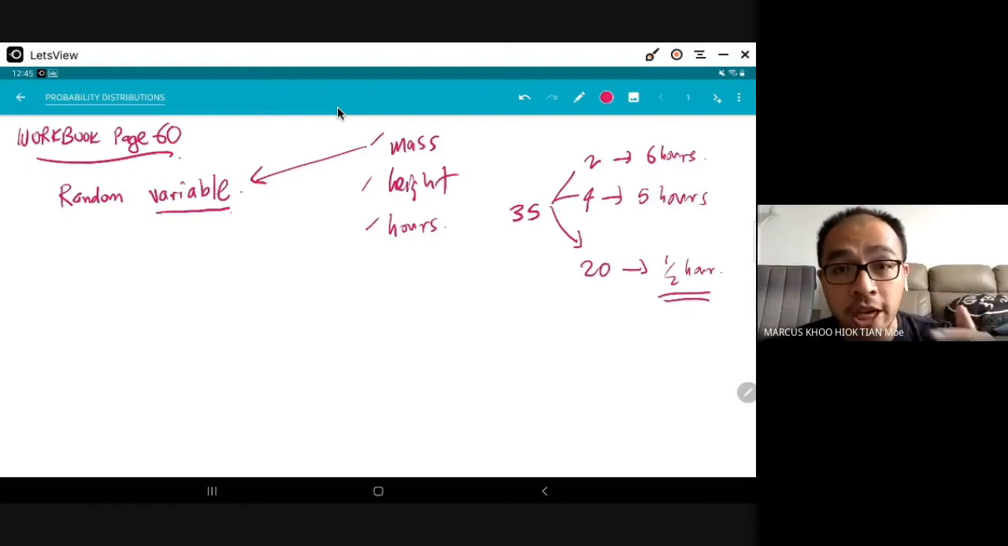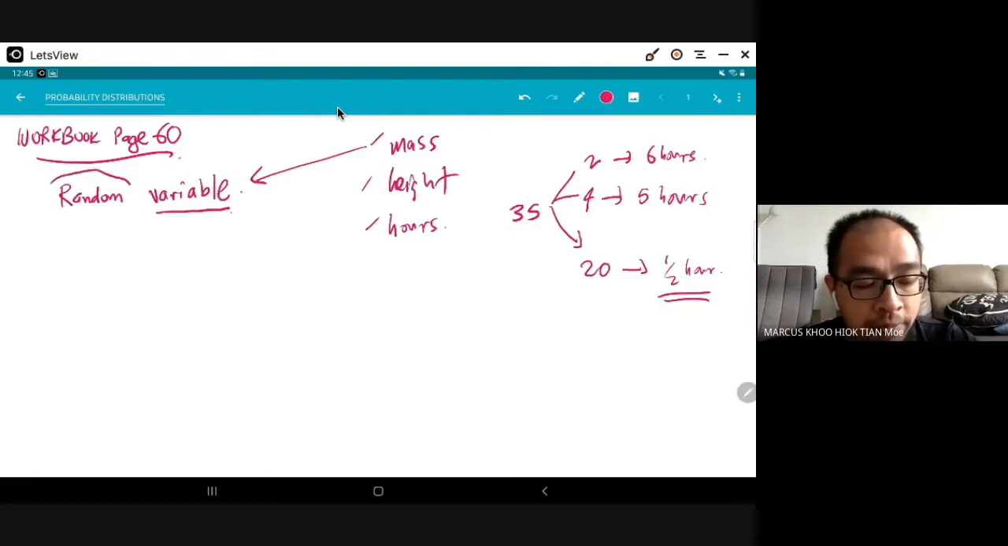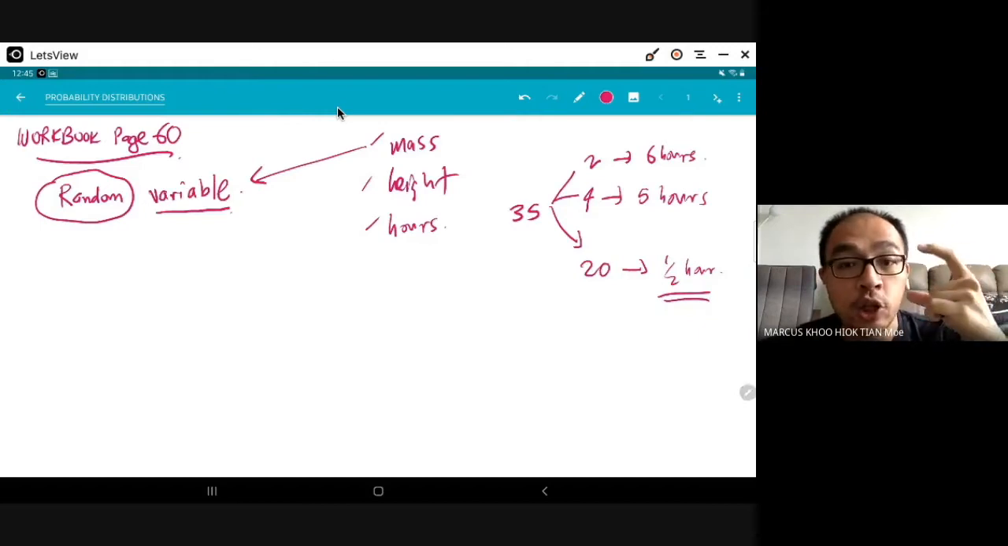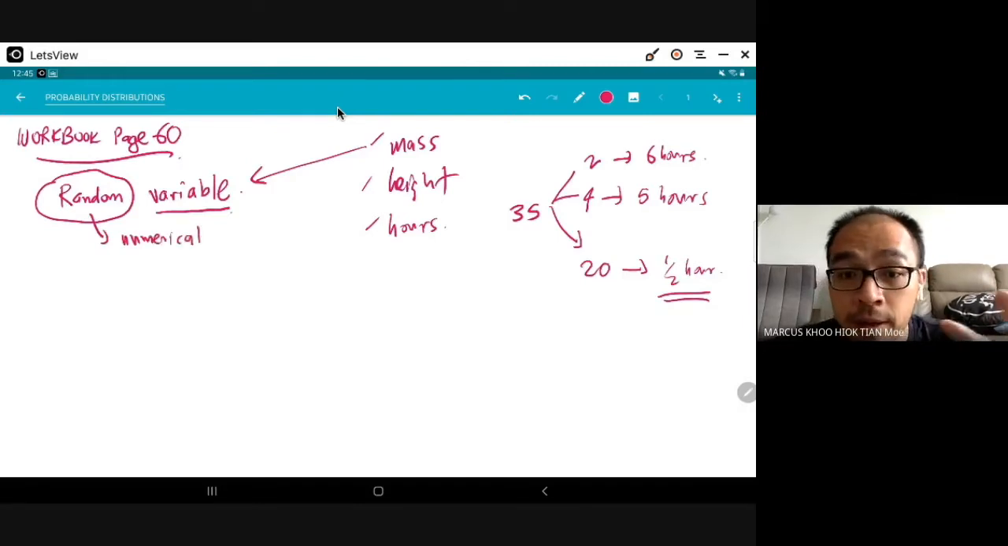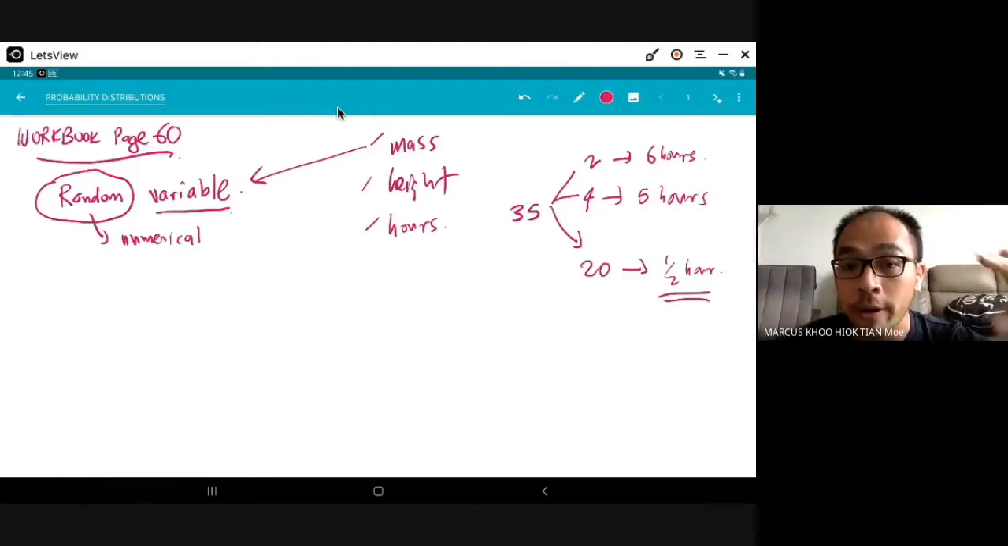Things that can change from person to person. Now, why is it called a random variable? Because random variables are variables that you can count. There is a numerical value, there is a number on the variable. There are some variables that have no numerical value.